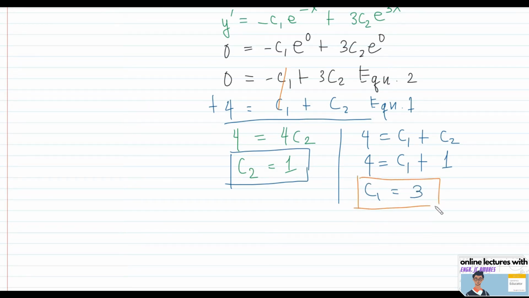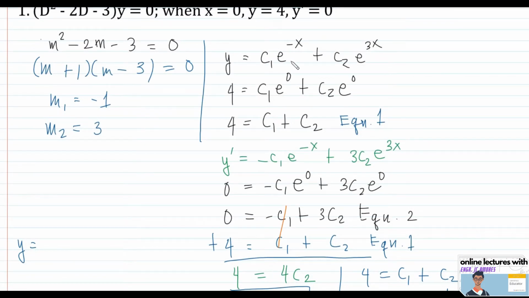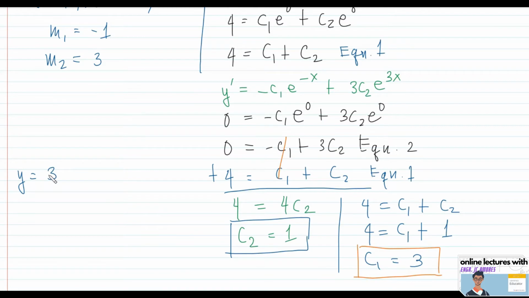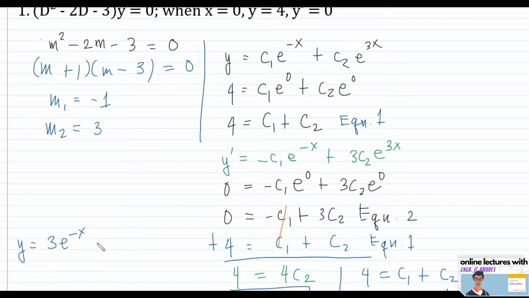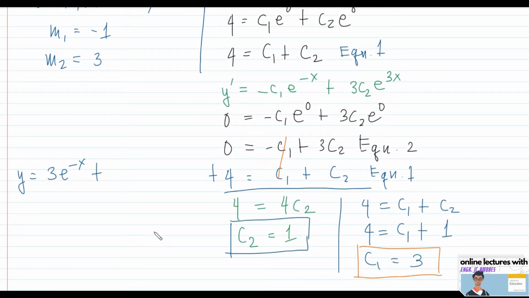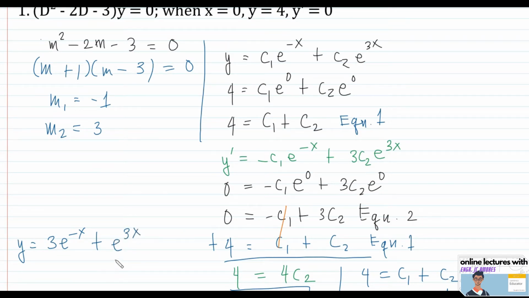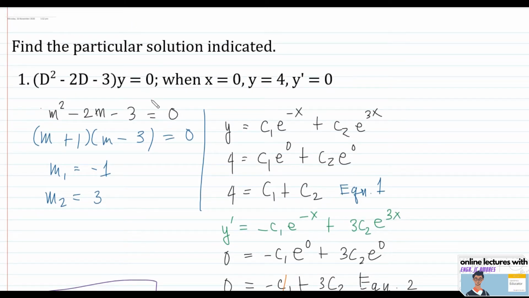Now we can verify the two arbitrary constants if I use equation number 2. We have 0 is equal to negative c1, so that would be negative 3, plus 3c2, so 3 times 1, which is 3, and therefore it fulfills equation 2. So the particular solution in this case would become y is equal to, with c1 being 3, 3 e raised to negative x plus c sub 2, which is 1, so plus e raised to 3x, and that is now the final answer and the particular solution of this differential equation. Let's go to the next problem.